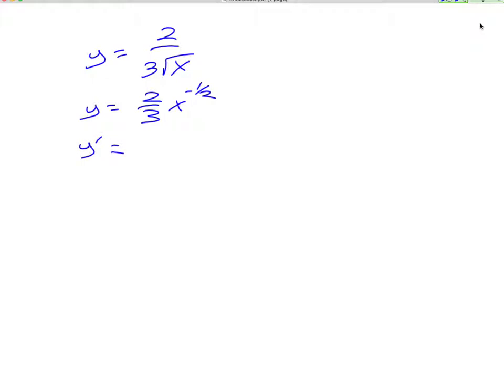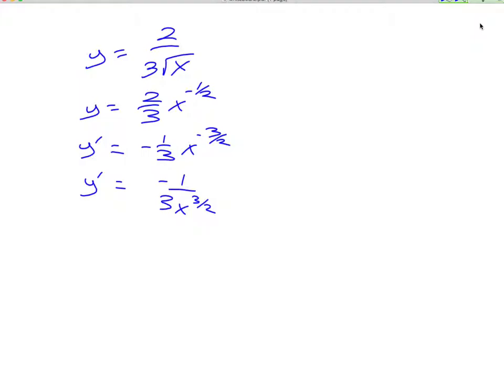So negative 1/2 times 2/3. Negative 1/3, right? So the 2's are going to cancel. And that makes it x to the negative 1/2 minus 1. 3 halves. All right, then I want to move that back down. So negative 1 over 3x to the 3 halves is what we end up with.